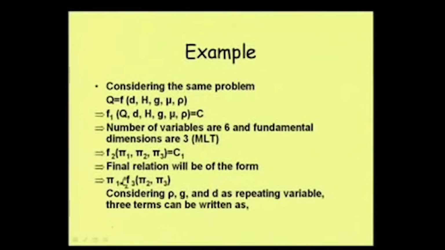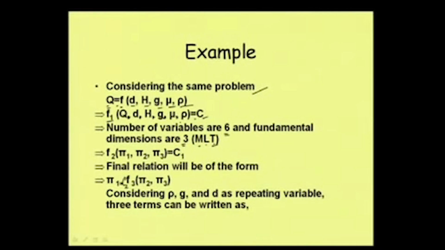Well, I will give one example quickly. Suppose we consider the same problem we have discussed: Q, the discharge, is a function of flow through an orifice. So Q is a function of d, h, g, mu and rho. We can write this as a function of all these parameters equal to C. What it indicates is that the number of variables is 6 and the fundamental dimensions are 3, that is M, L, T. We do not have a temperature parameter here, so this is M, L, T.